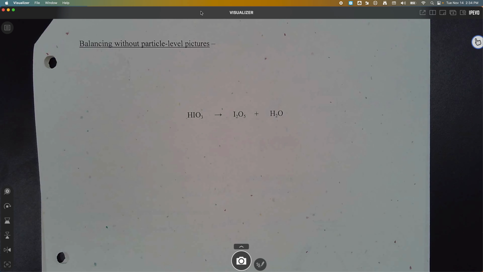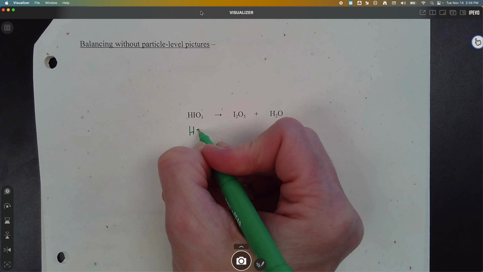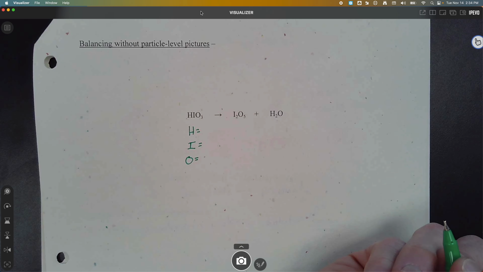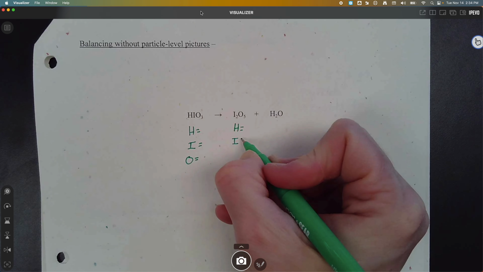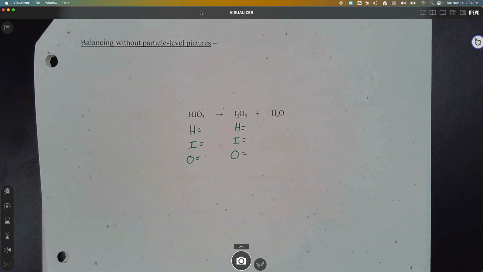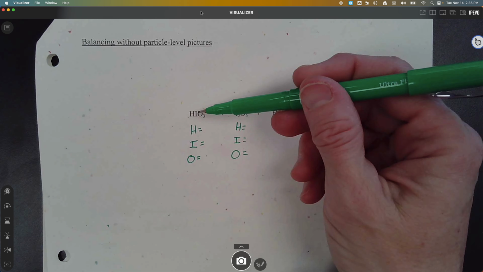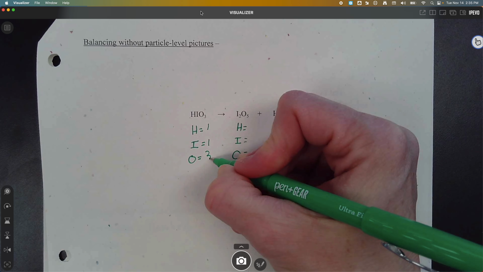Here is our new strategy. We're going to start by making a list of everything that's present in our chemical equation. So over here, we have hydrogens, iodines, and oxygens. And we're going to make the same list in the same order on the other side. And it's very advantageous to have it in the same order on both sides. And then you're going to take account of how many of each atom you currently have. So starting over here, I've got 1 hydrogen, 1 iodine, and 3 oxygens.